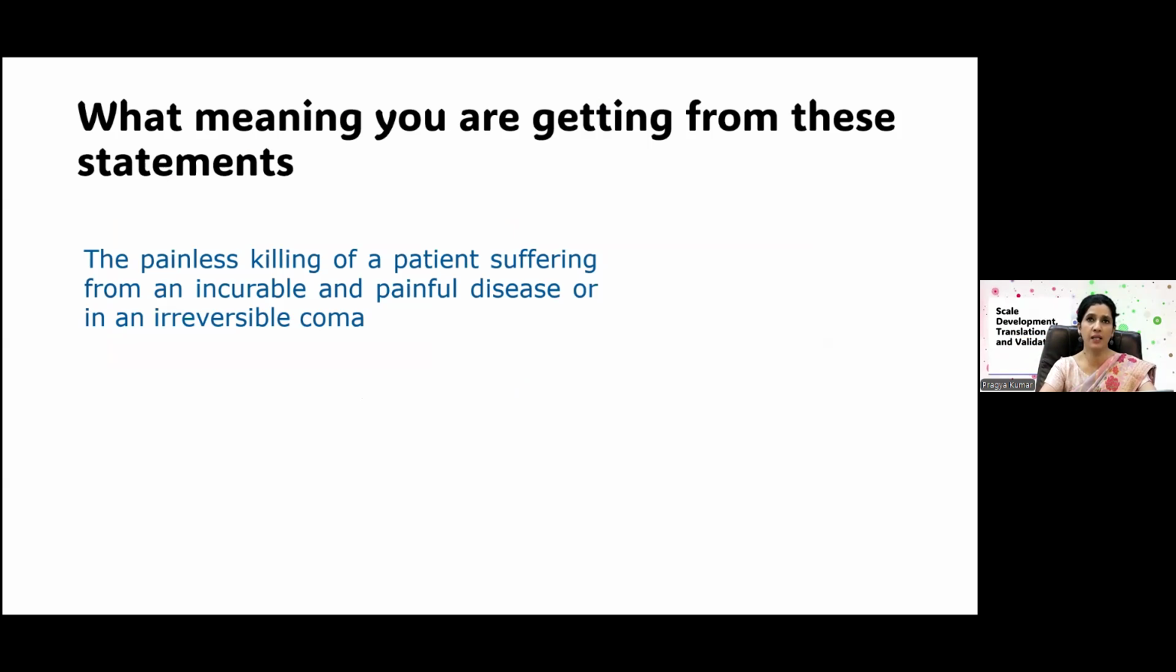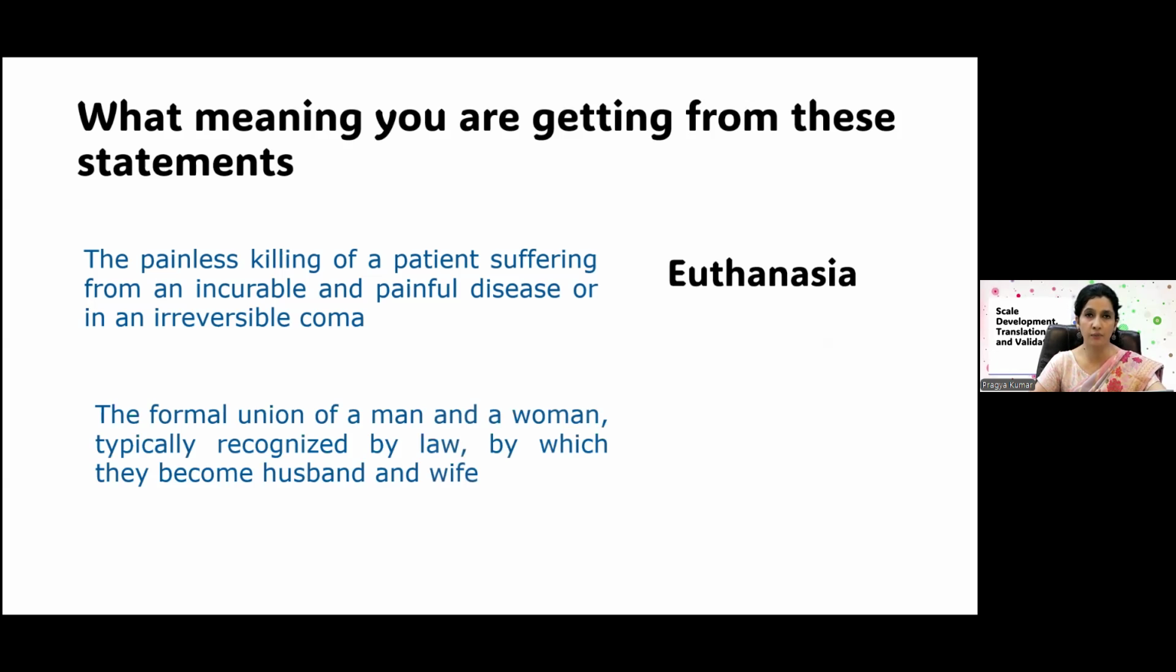Now these are some statements. If you write like this, it is the definition of some broader concept or construct. So if I ask you, the painless killing of a patient suffering from an incurable and painful disease or in an irreversible coma, what can we call it? Yes, you all are right. Selva Raju has written, Shruti has also written, euthanasia. And then the next is the formal union of a man and a woman typically recognized by law, by which they become husband and wife. So this is what? Marriage.